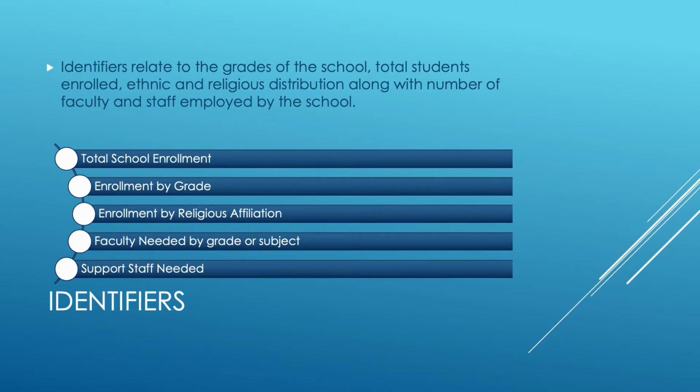The next item is identifiers, and in particular, enrollment identifiers. Here you're looking at items such as total school enrollment, enrollment by grade, enrollment by religious affiliation, if you are in a private or Catholic school, faculty needed by grade or subject, and the support staff needed.